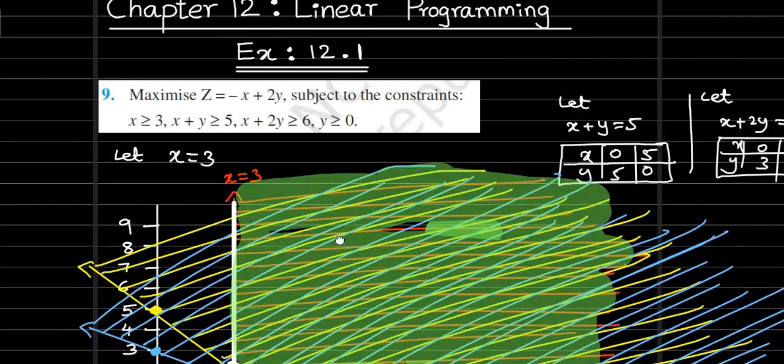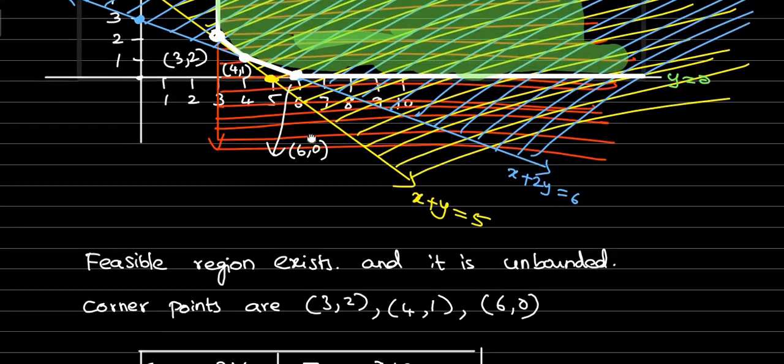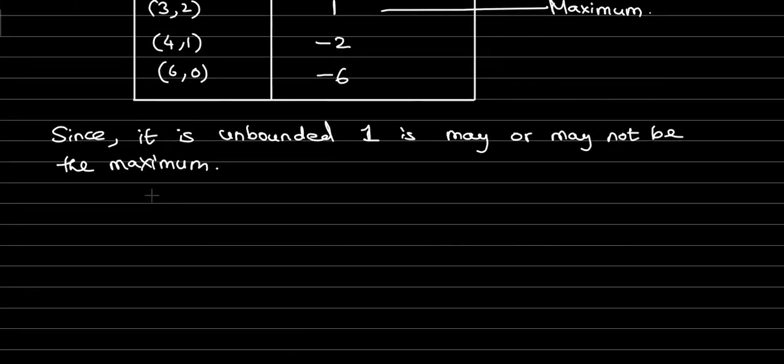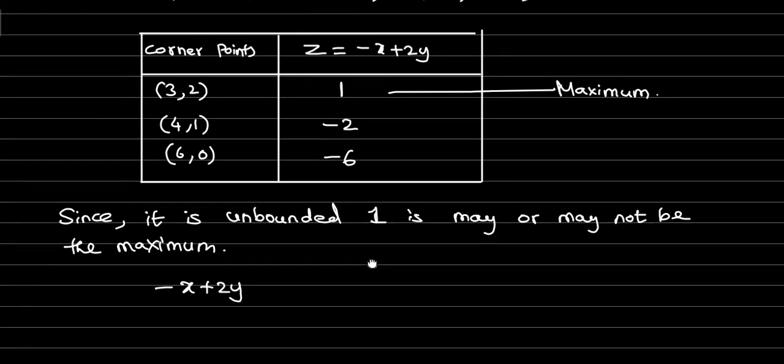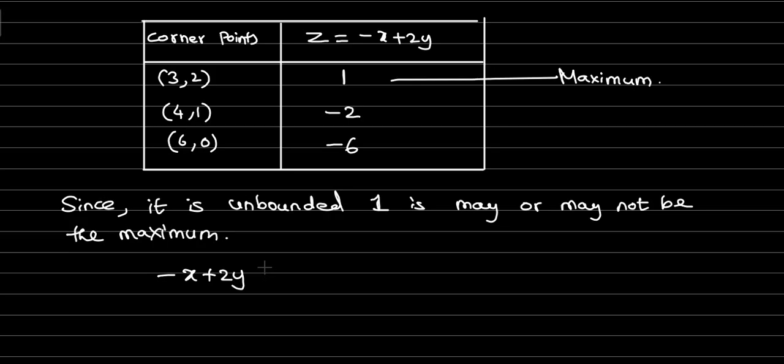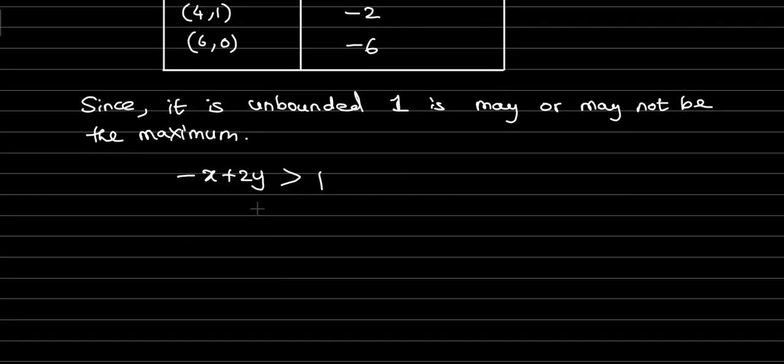What is given? z equals minus x plus 2y, right? Since they are asking for the maximum, we have to form a new inequality: minus x plus 2y, maximum means greater than symbol. What is the maximum value that you got? 1. Now we have to identify the solution space for this. To identify the solution, I'm going to consider this inequality as an equation: minus x plus 2y equal to 1.